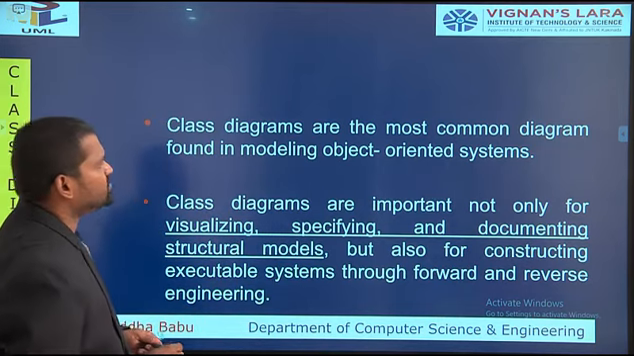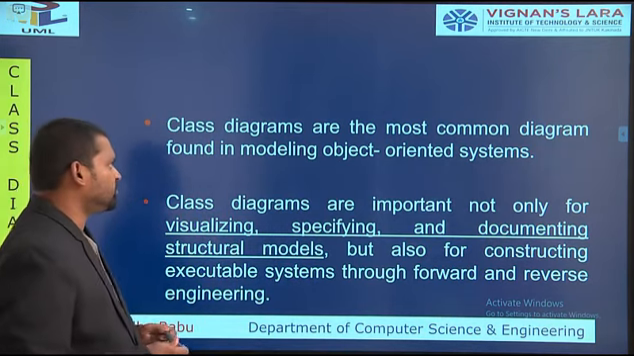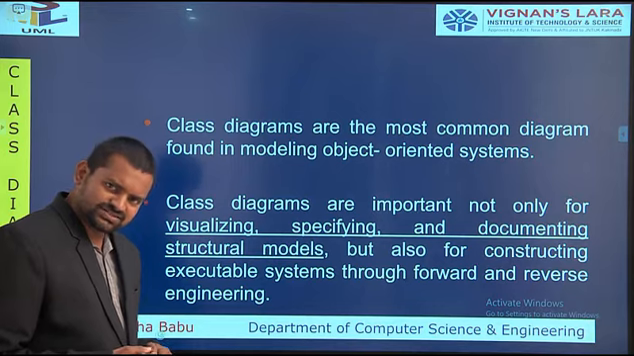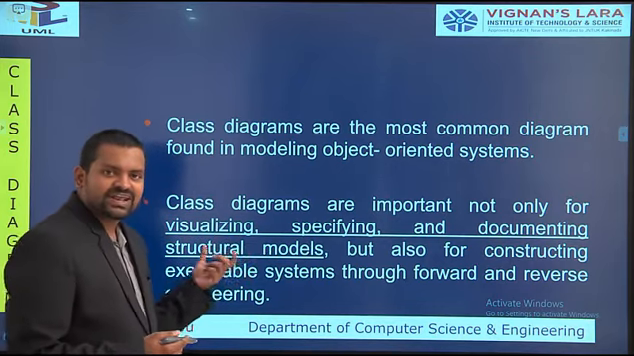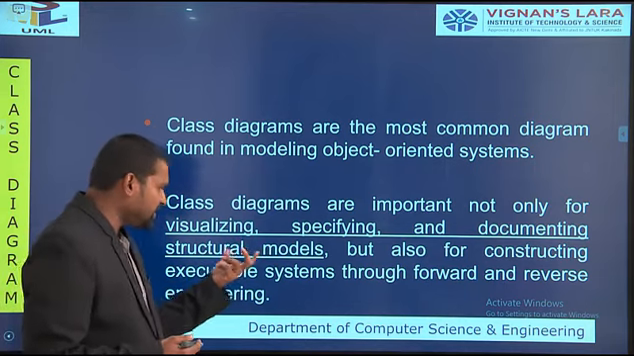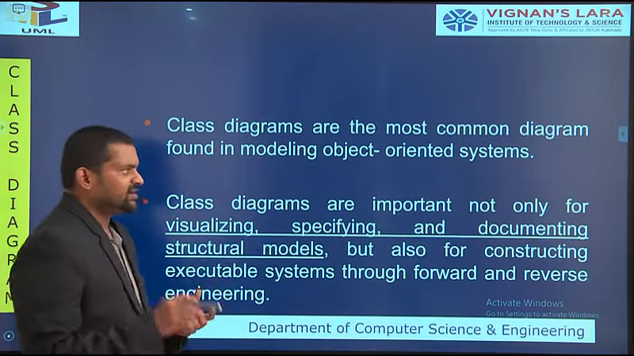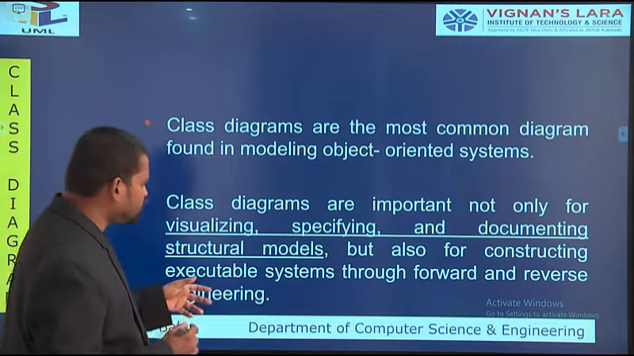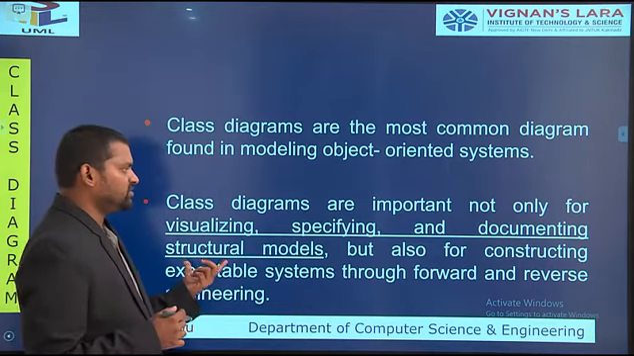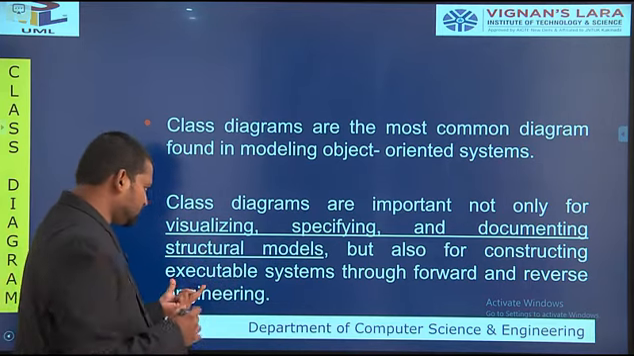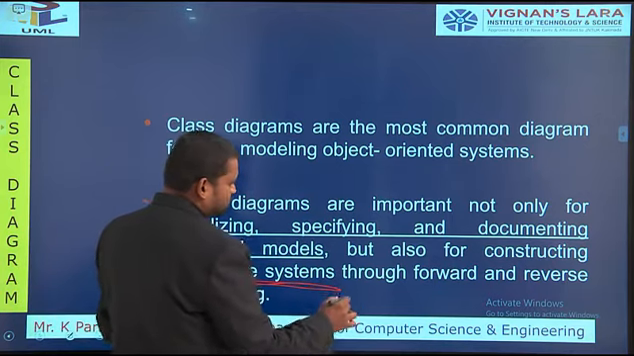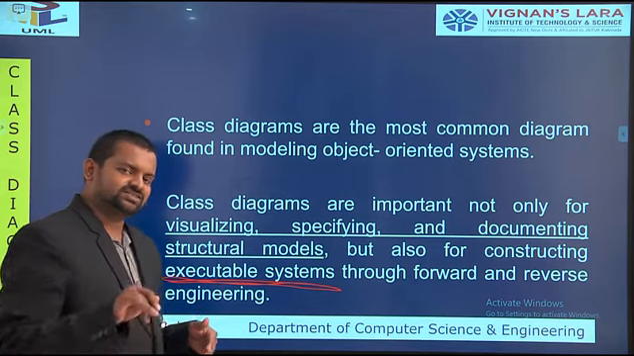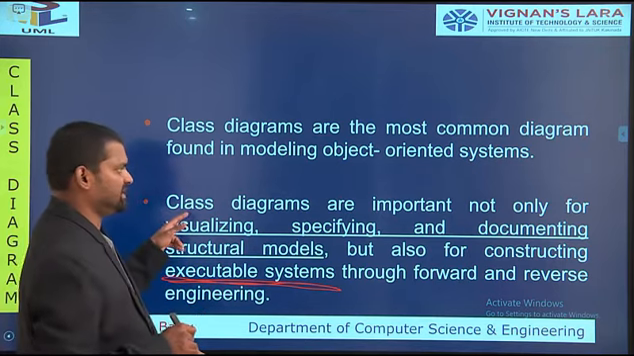Class diagrams are the most common diagrams found in modeling object-oriented systems. Class diagrams are used not only for visualizing, specifying and documenting the system's structural models, but also for constructing executable systems, through forward engineering and reverse engineering. You can use these with class diagrams.